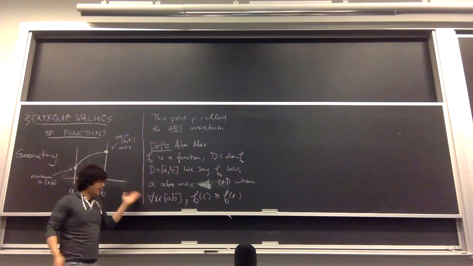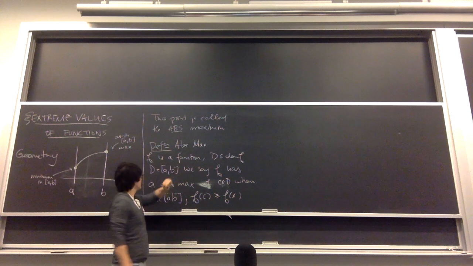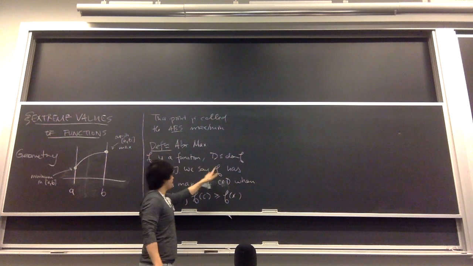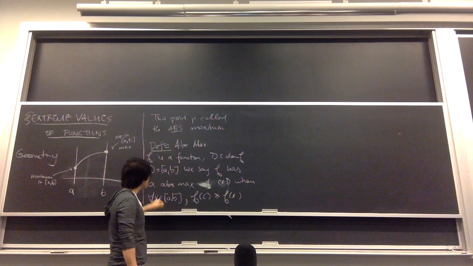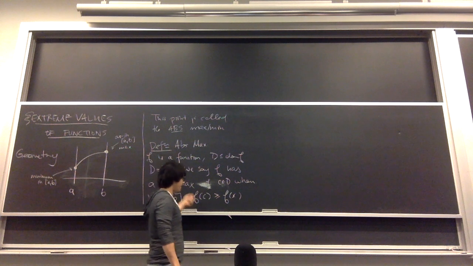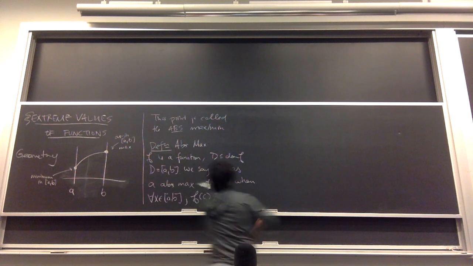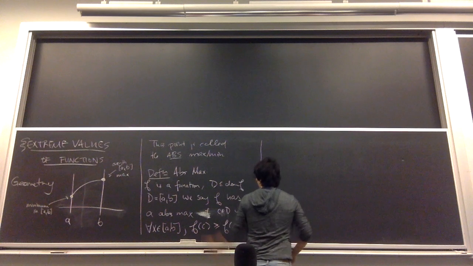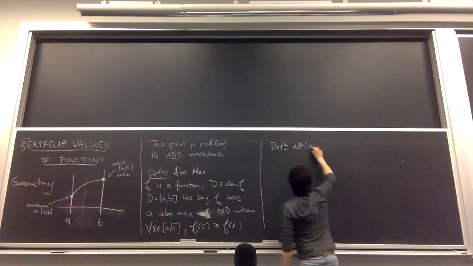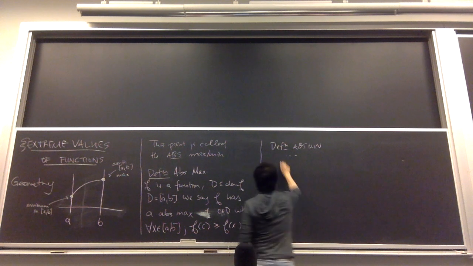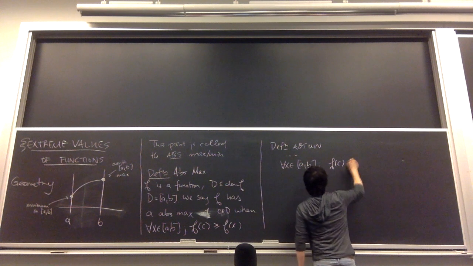The way to read this, I know it's a scary looking symbol, is that f is a function and we have an interval AB. So f has an absolute maximum at c in the interval when, for every x in the interval, f evaluated at c is bigger than or equal to f evaluated at x. We can come up with an equivalent definition for absolute minimum. It's the same setup, but for every x in this interval, f of c has to be the smallest member.